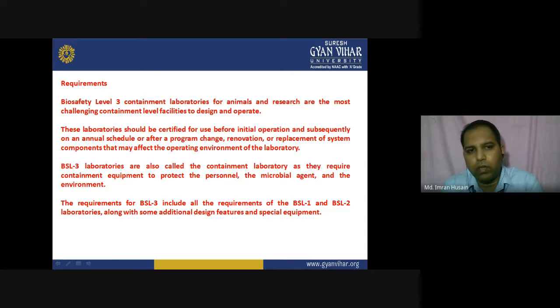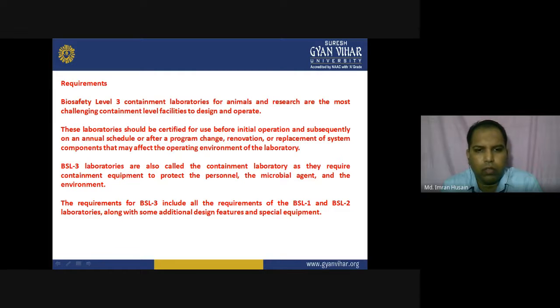Because most of the time, annually, these laboratories are audited. These laboratories are inspected to check that everything is functioning up to the mark. Are there any drawbacks? Is the equipment functioning very well? BSL-3 laboratories are also called containment laboratories. Containment means to stop something within the laboratory, any disease pathogen that is very contagious in nature, as they require containment equipment to protect the personnel, the microbial agent, and the environment.